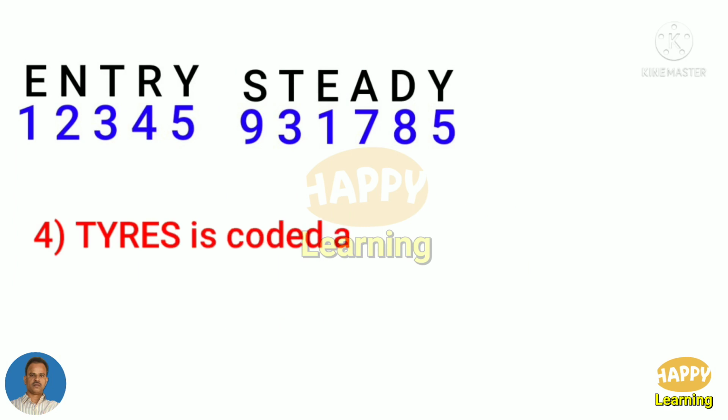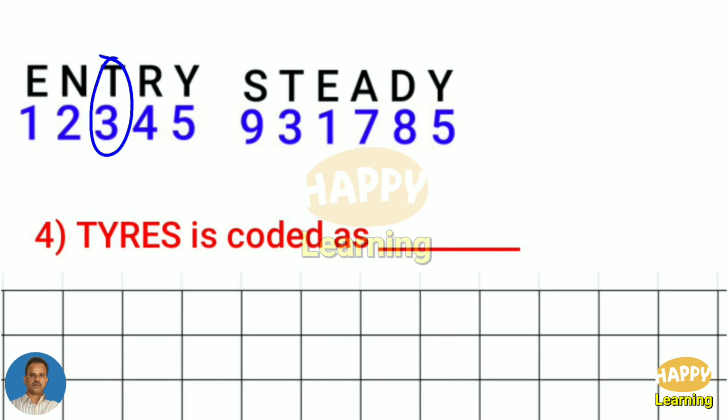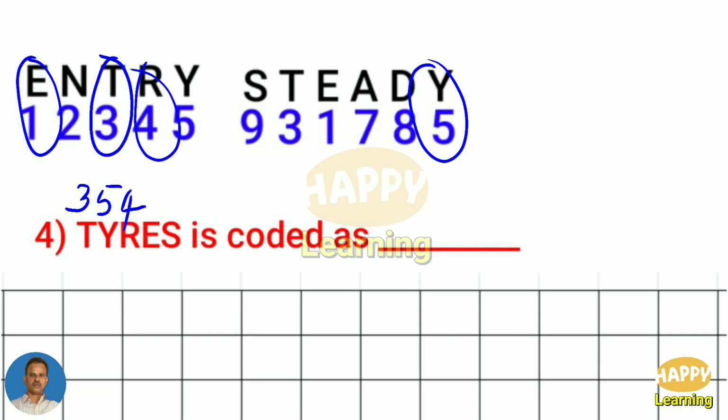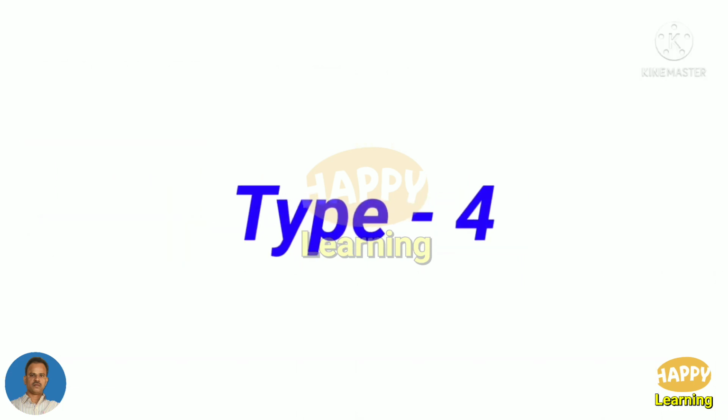Okay, right. Next question. Tires is coded as. TYRES. So you can directly try: T is coded as 3, Y is coded as 5, R is coded as 4, E is coded as 1, S is coded as 9. So 35419 is the code for tyres. Okay, right.